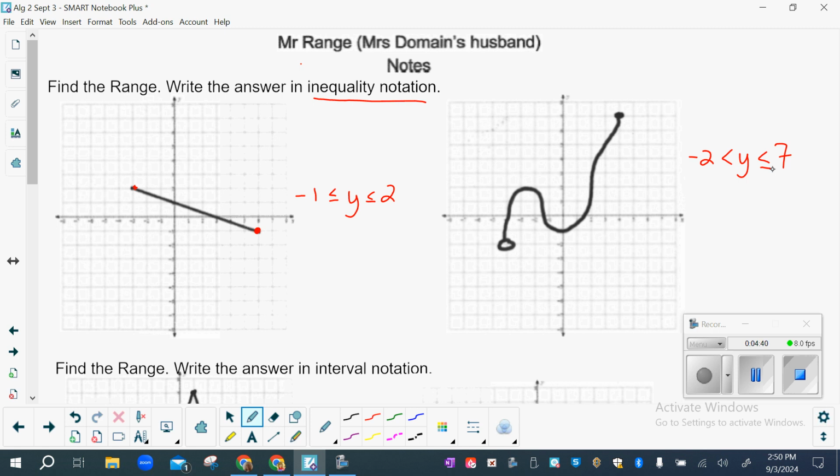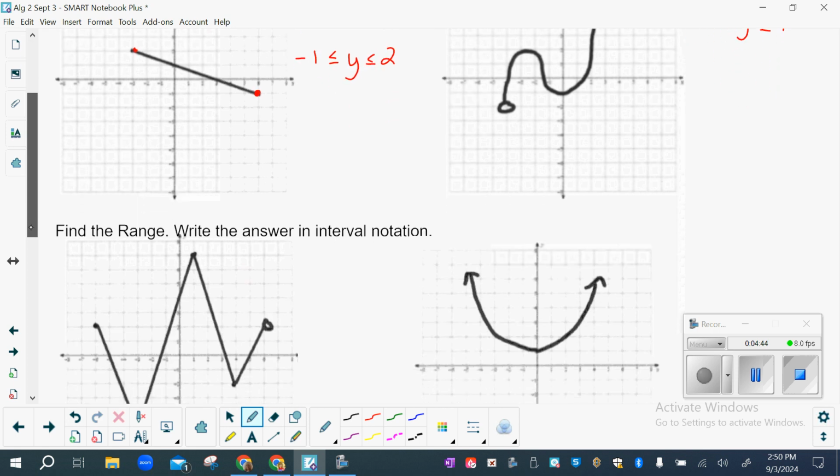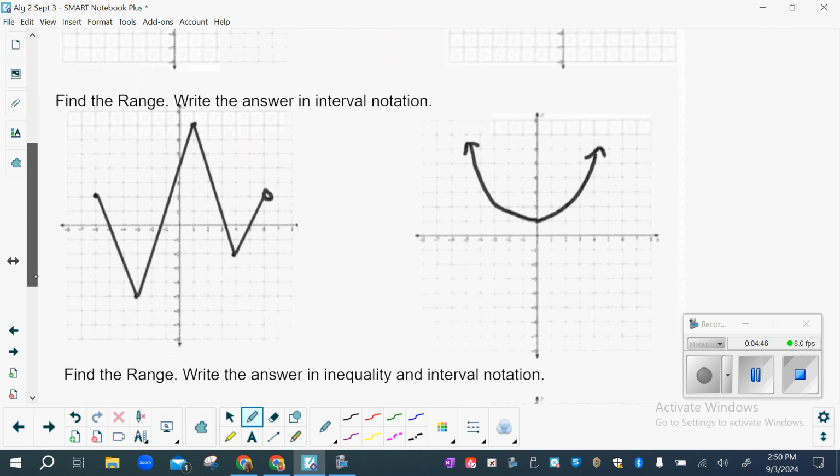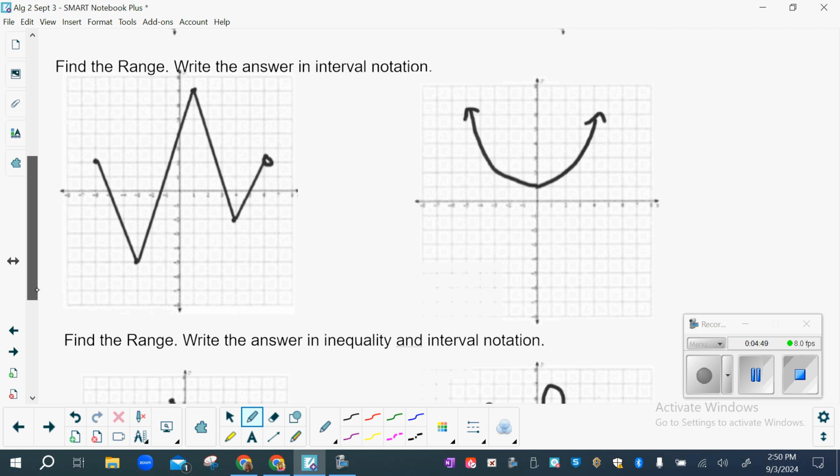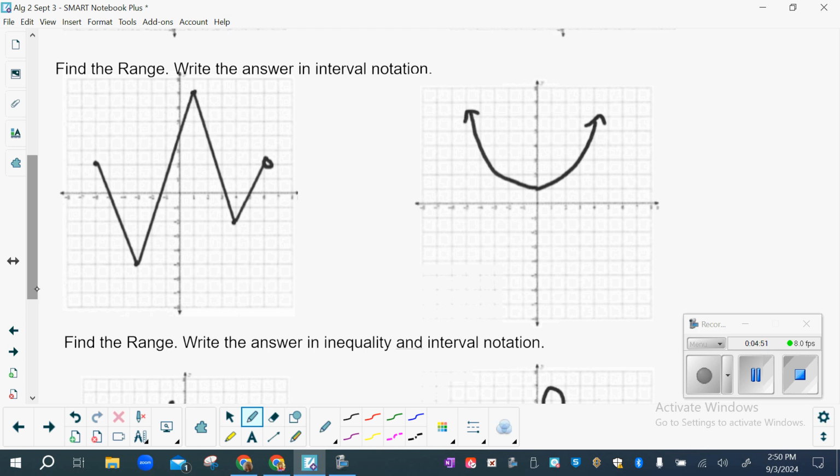Okay, so those first two we're going to do inequality, just like we did before. Now we're going to do interval notation. This one is new. Interval notation you're actually going to like. It's easier than inequality. In interval notation, you write the smallest value first, and then the largest value second. So smallest value first, comma, largest value.